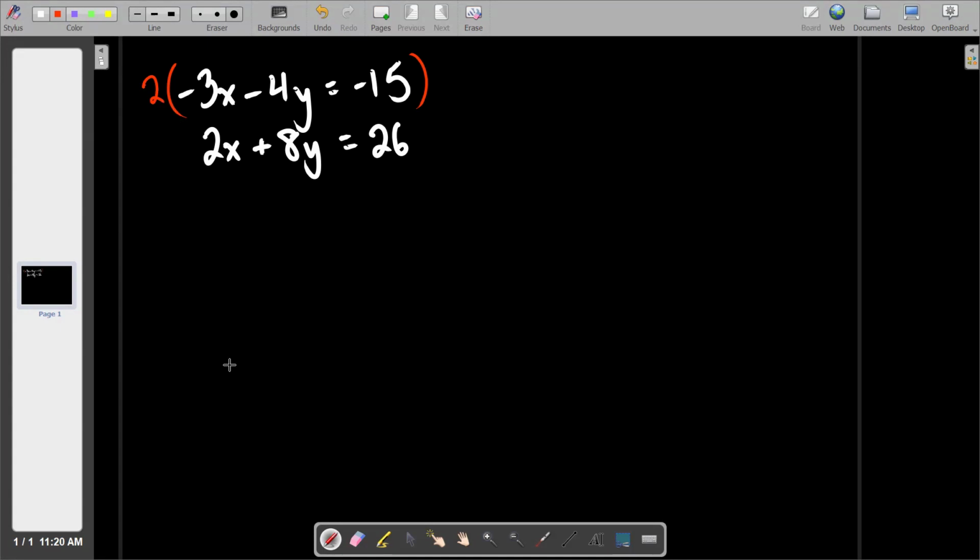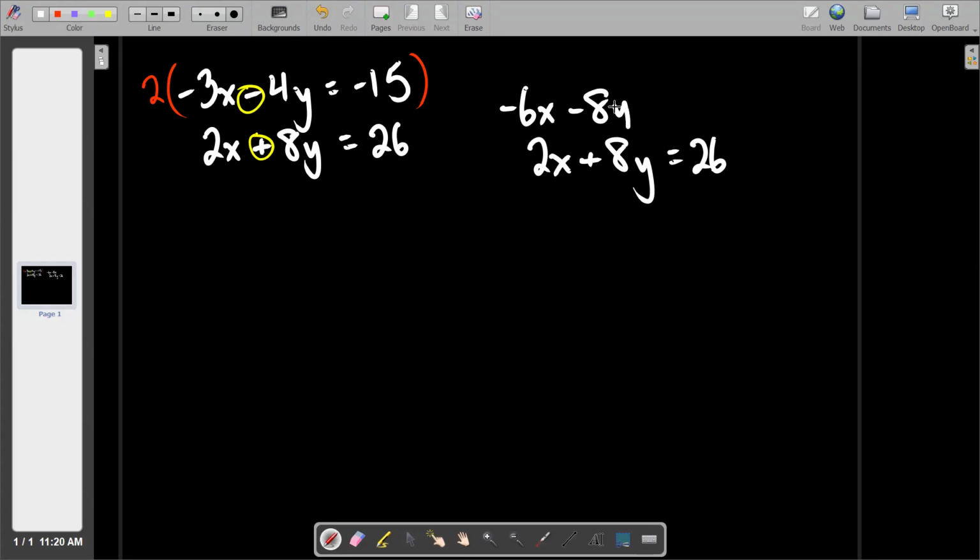Do I have to do negative two? Why not? Negative 4y. Right. These signs are already cooperating with us, the minus and the plus. So we're good to go. So we're going to copy down the bottom equation again. So we have 2x plus 8y equaling 26. And then my new top equation is negative 6 of those x's minus 8 of those y's equal to negative 30. And then I like to draw my line as if to say I'm ready to add.